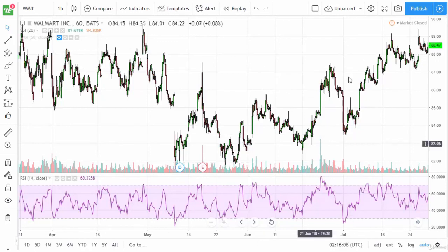So you can use the RSI in a multitude of different ways. But as a general rule, I would suggest that you want to use it as a secondary indicator. You want it to confirm, for example, a shooting star or a trend line break or something like that to kind of give you another thing to hang your hat on.